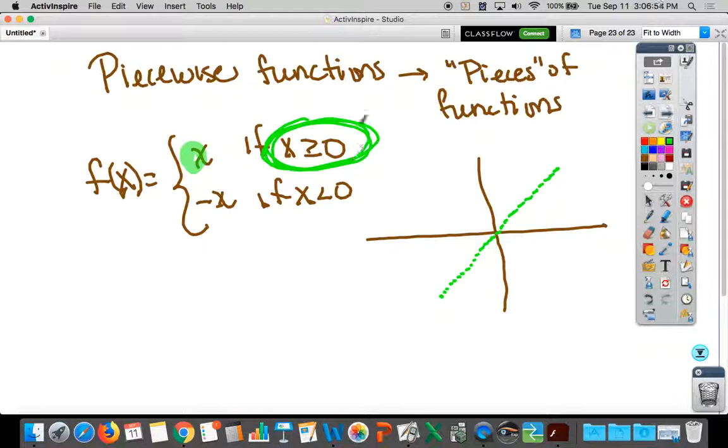What piece of this function do I want? I'm going to go to x is 0, which is right here. And what part of this do I want? I want the greater than or equal to 0. So which one of these, the going up to the right or down to the left, is the part that I'm going to make solid? Up and to the right. That's the piece of this function that I want.